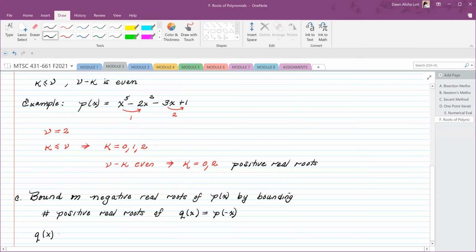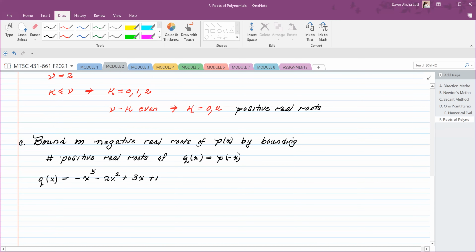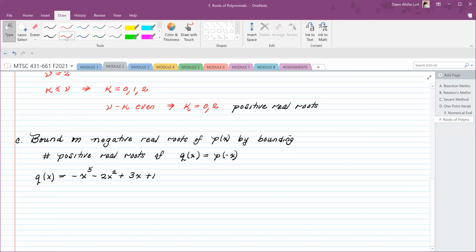So that's going to give me negative X to the 5th. And then I'll put negative X in there, I get minus 2X squared. I put negative X in there, I get plus 3X plus 1. So that's Q. So now I have to look at the number of sign changes. There's only 1, which is right here.